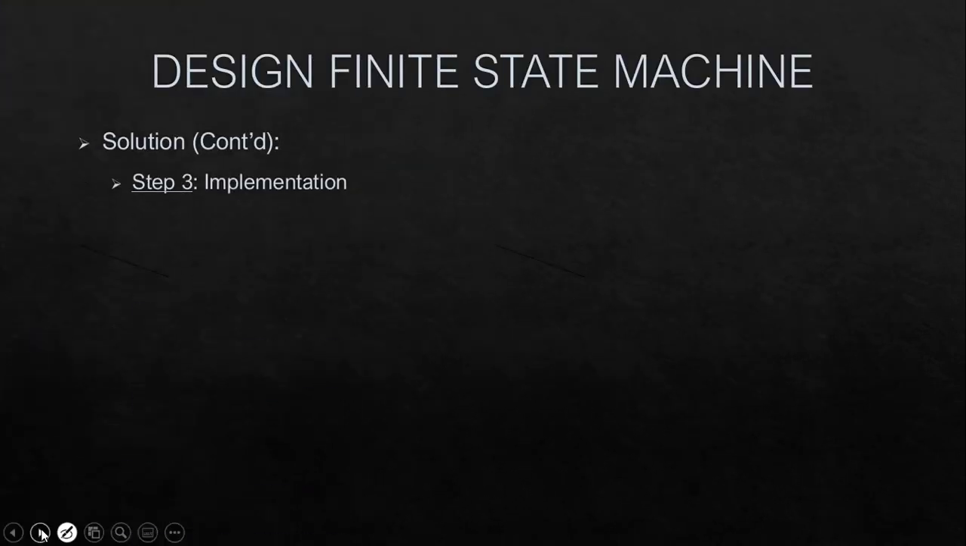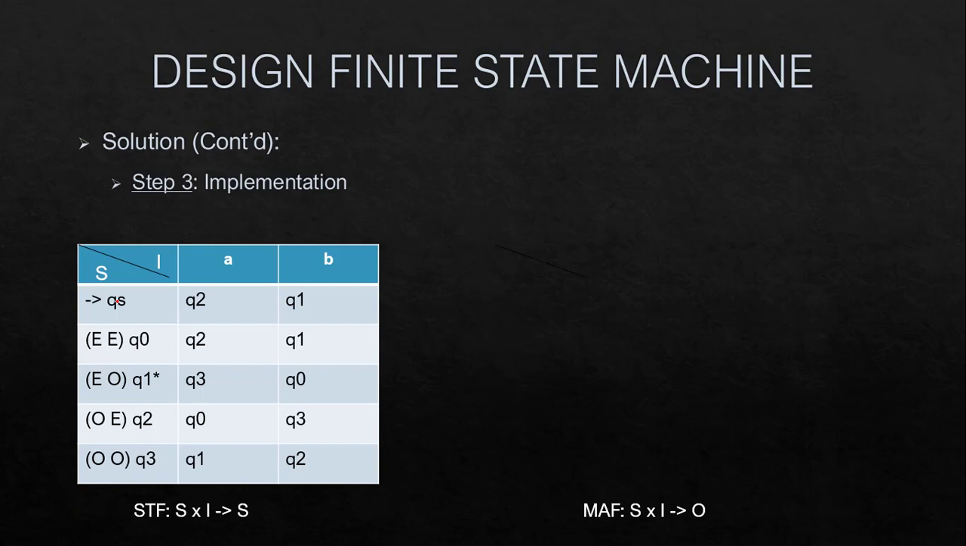In this we have our state transition table, wherein from QS we are transitioning to Q2 and Q1. Why is that happening? Because in our state transition table, as we can see, Q0 is representing even number of A's and even number of B's. Q1 is representing even number of A's and odd number of B's. Q2 is representing odd number of A's and even number of B's. Finally, Q3 is representing odd number of A's and odd number of B's.